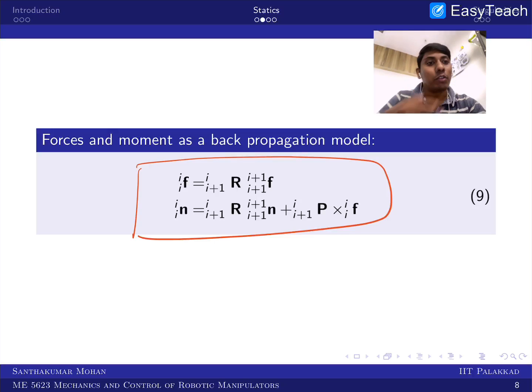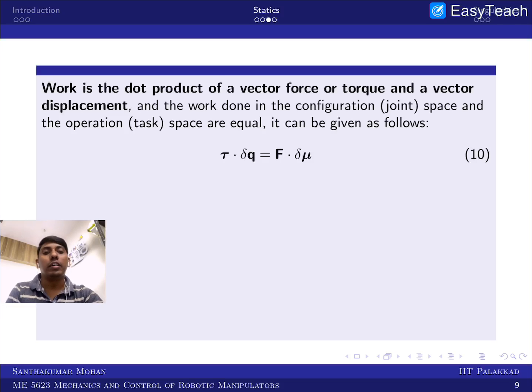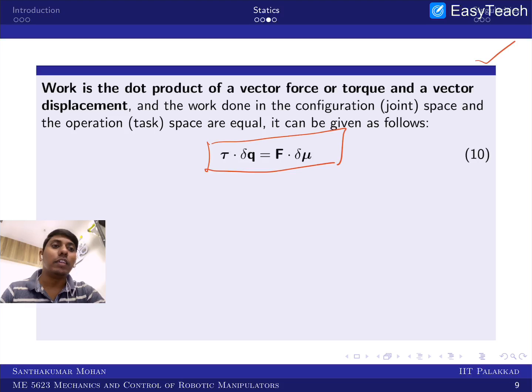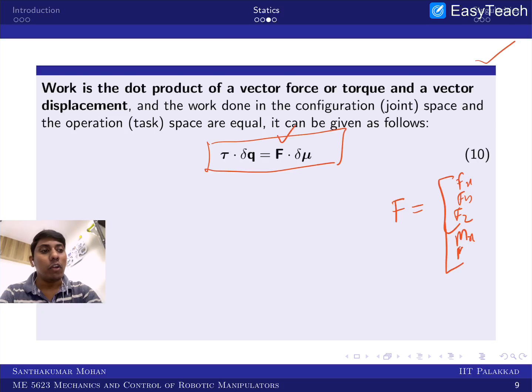Now we can go even further. I am using the work principle, in the sense conservation of energy. Work is the dot product of the vector force or torque and vector displacement. As per the conservation of energy, the work done at the joint space is equal to the work done at the operational space. The operational space force and moment I am writing as a vector f, that would be fx, fy, fz, and mx, my, mz.